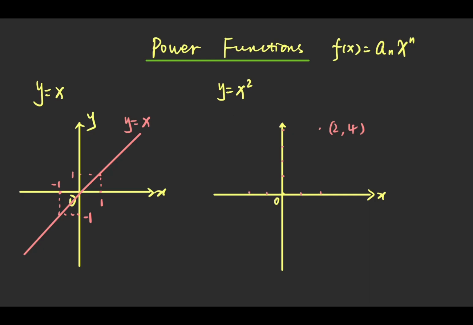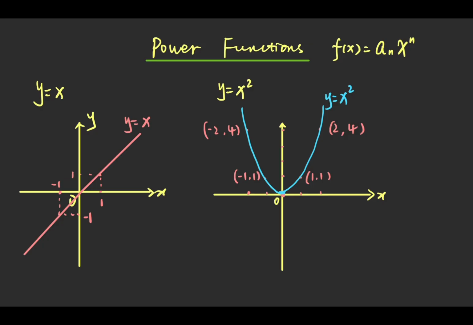and negative 2, 4, and this point 1, 1, negative 1, 1. These points are also on the graph of this function. So you can connect the key points to figure out the graph y equals x squared.